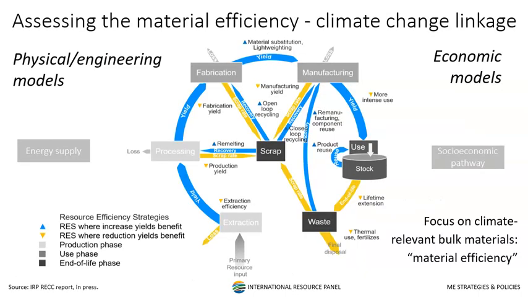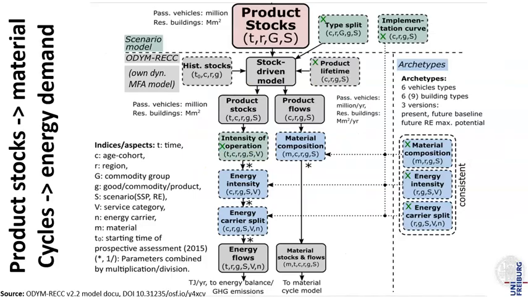Those product stocks are then linked to the material cycles: production, manufacturing, use, and recycling. And this is the stage where all the material efficiencies can enter. So we will, in our model, need to translate the product stocks into variables of the material cycles. And we do it with the following scheme.